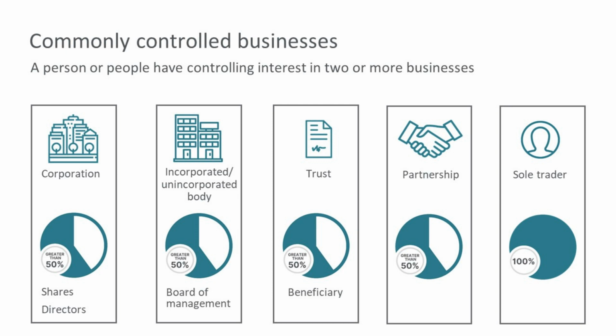Considering what we just covered, if you meet any of these definitions, you are deemed to have a controlling interest in your business. And if you are deemed to have a controlling interest in two or more businesses, then it is likely you would form a payroll tax group.